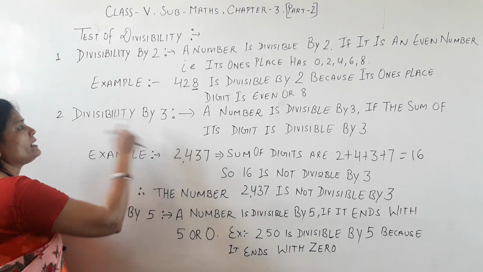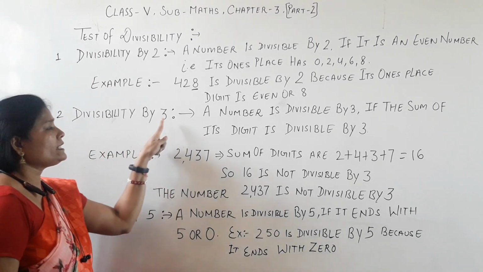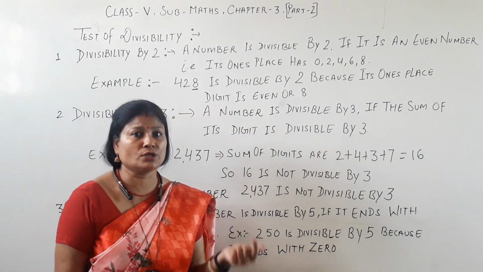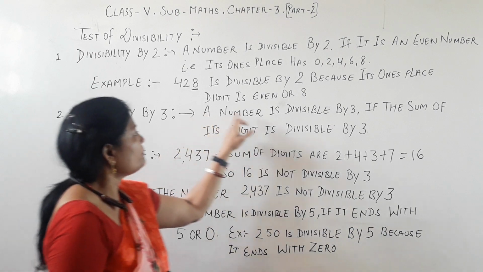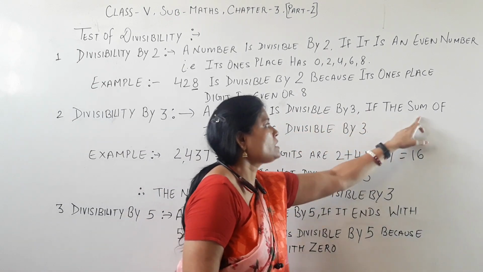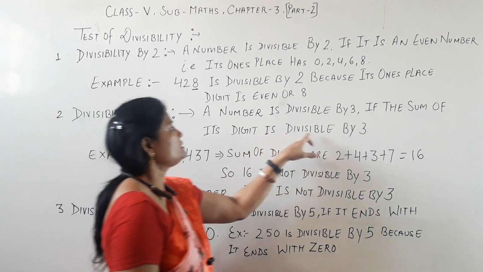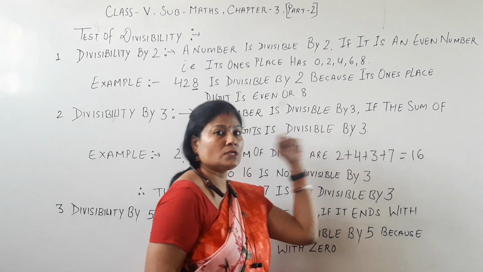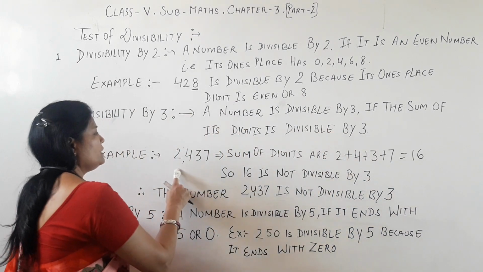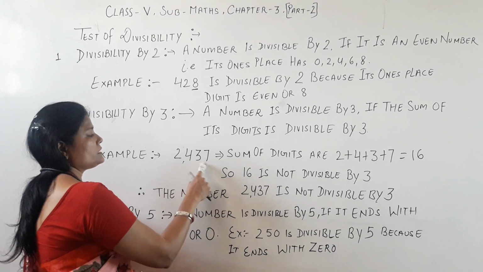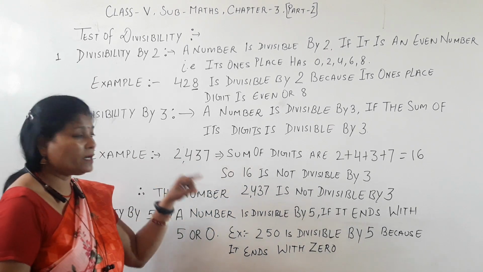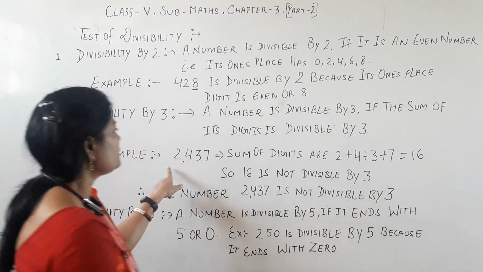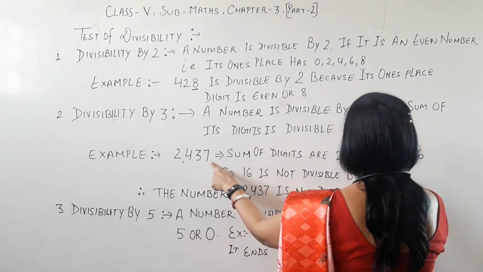Now move to the divisibility by 3. It is very important to know how we find out whether a number is divisible by 3 or not. A number is divisible by 3 if the sum of the digits is divisible by 3. Let's take one example. My example is 2437. This is a number, but if I write it separately, these are the digits. I have written here 2, then 4, then 3, then 7.